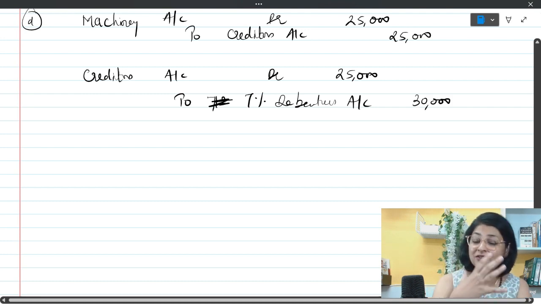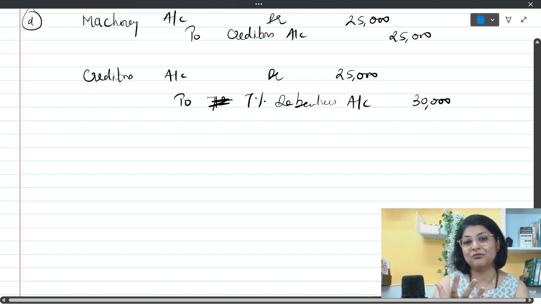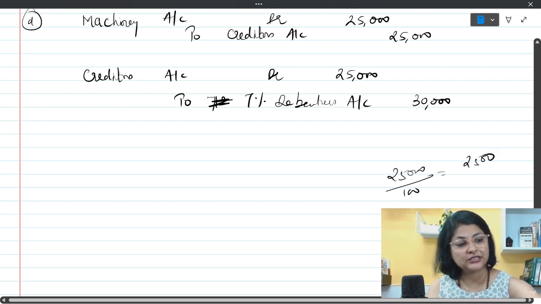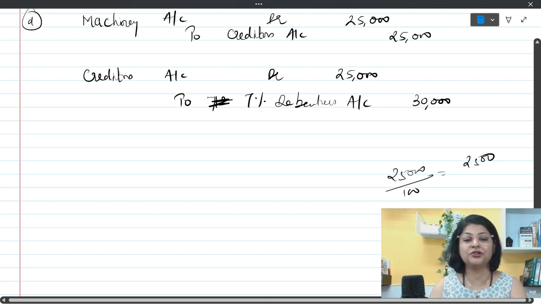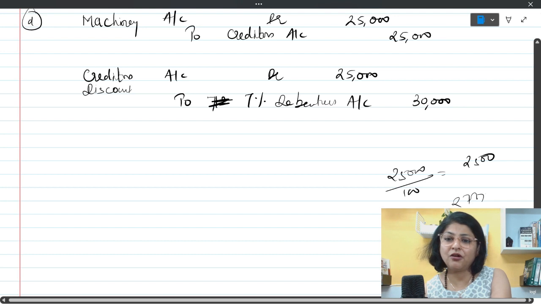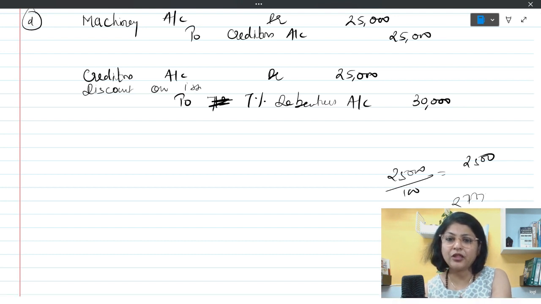Now this entry is not tallying. Why is the number of debentures coming more? See, whenever you divide a number by a lesser number, let's say 25,000 is divided by 100, your answer is going to be 250. But if this 25,000 is divided by 90, your answer is going to be bigger, 277, something like that. Means there was definitely a discount on issue of debenture, so that account will come over here, discount on issue of debenture.